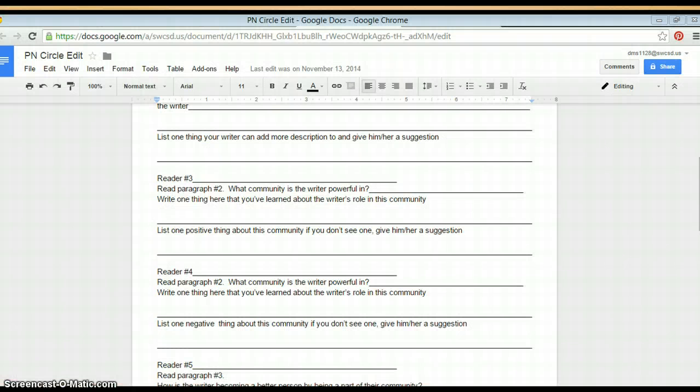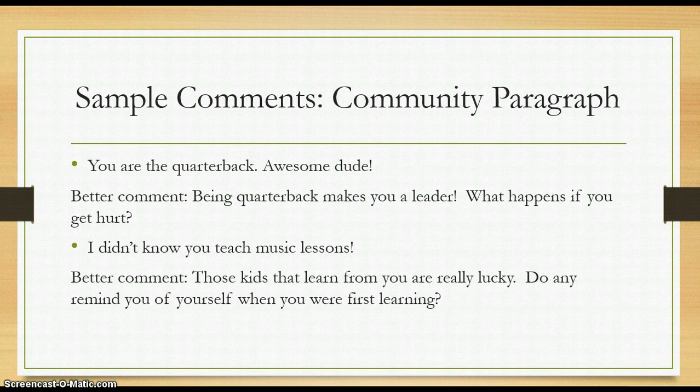Readers 3 and 4 read paragraph 2. This is the community paragraph. So what community is the writer powerful in? If they totally miss the answer on this one, then you haven't done your job as a writer. Write one thing here that you've learned about the writer's role in the community and one positive thing about this community. If you don't see one, give him or her a suggestion.